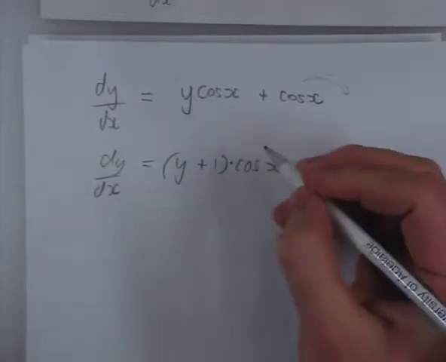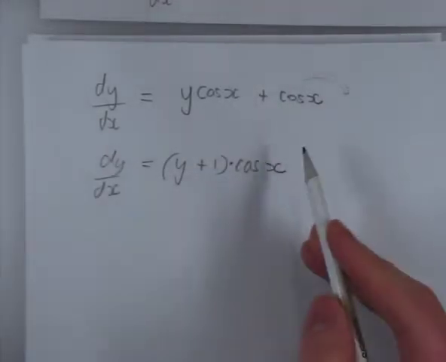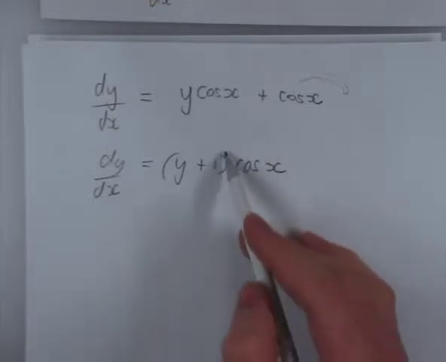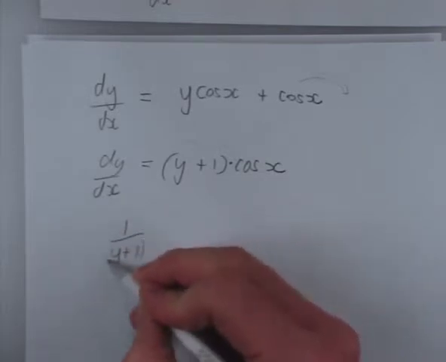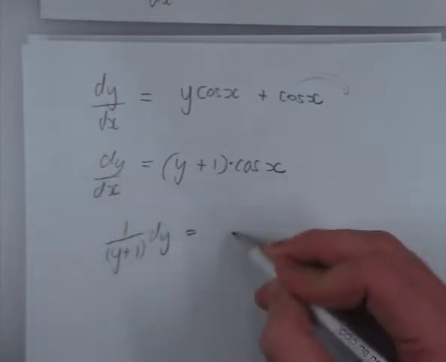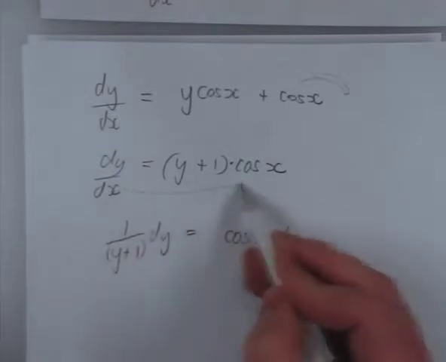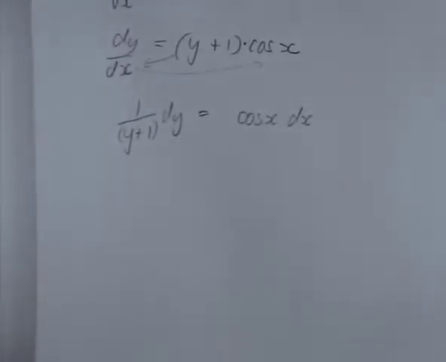So now I can start about solving it. I need all the y's to be over here and all the x's to be over here, and I have to do it by multiplication and division. Okay, so I have to divide by this. And times by the dx. Okay, so the dx has gone up there and that has gone down there. And now I integrate.